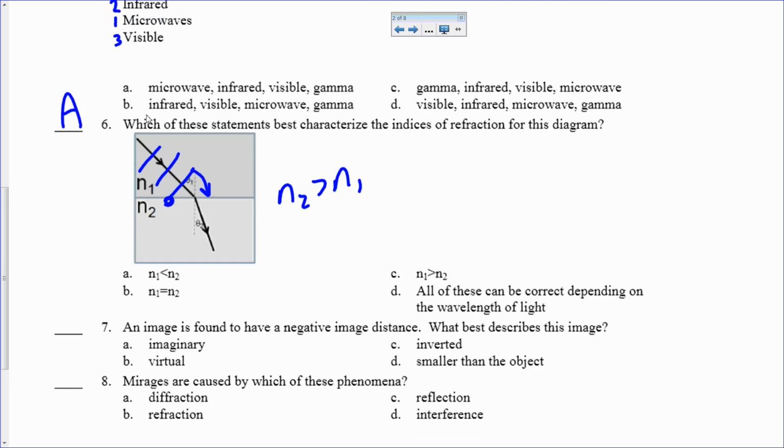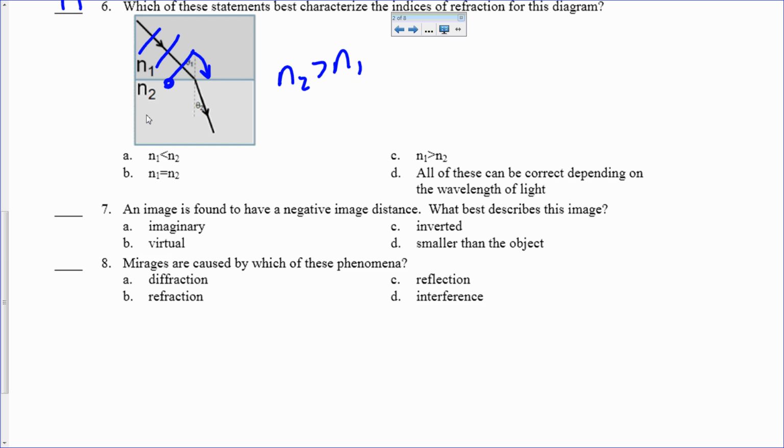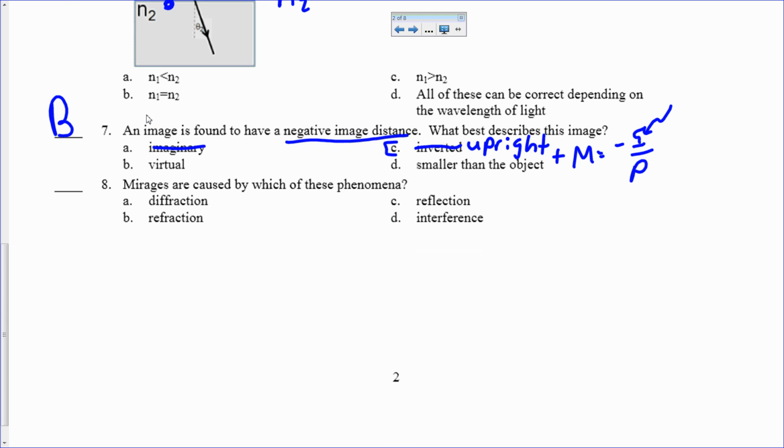An image is found to have a negative image distance. What best describes this image? Negative image distance means that it's virtual. All right. It's not inverted. In fact, another correct answer would be that it's upright, at least if the object was upright, because remember magnification is negative q over p. So if q is negative, that means the magnification is positive, which would make it upright. Smaller than object could be either way. Imaginary doesn't make any sense.